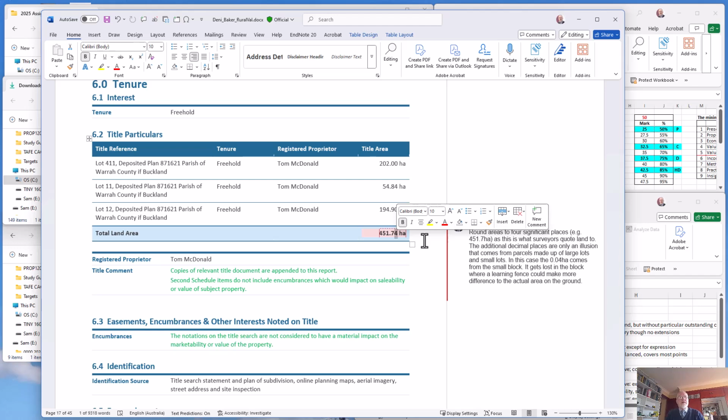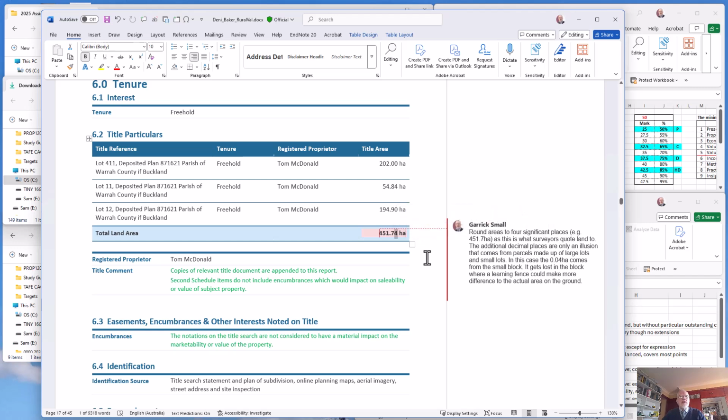If you've got 1,000 hectares or something, then we're only talking about an area about the size of somebody's suburban backyard, which is nothing on a reasonable sized property.